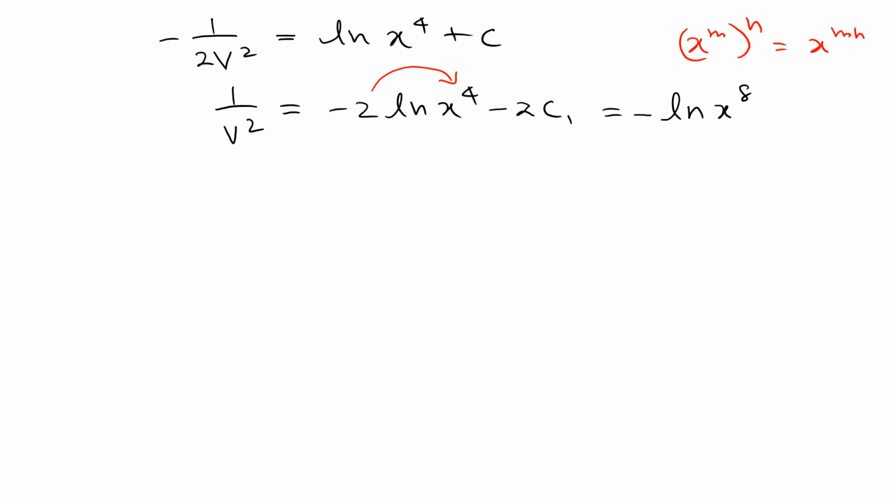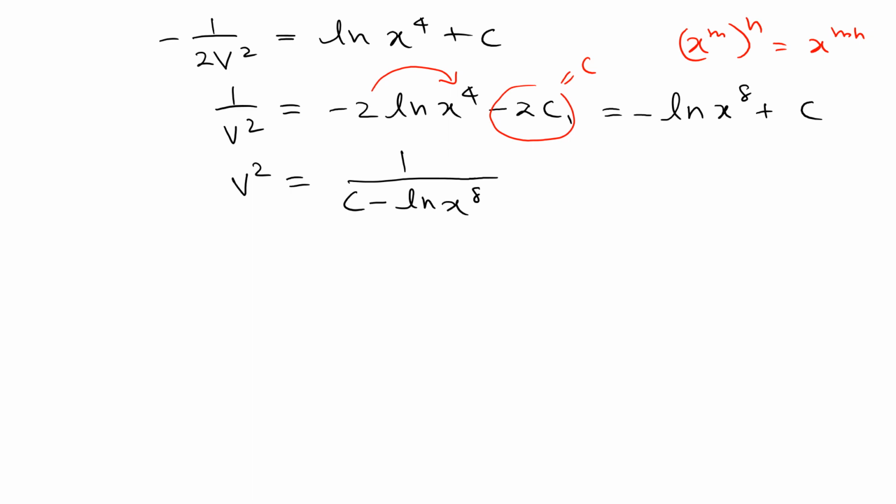Okay, and then for the other term, we can call this whole term c for simplicity, just to make the algebra easy. Okay, and then what we do, we're going to flip over and take the square root. So when you flip over, you can write v squared, and then on the right side you can write this one as c minus ln x to the 8, and then we take the square root.